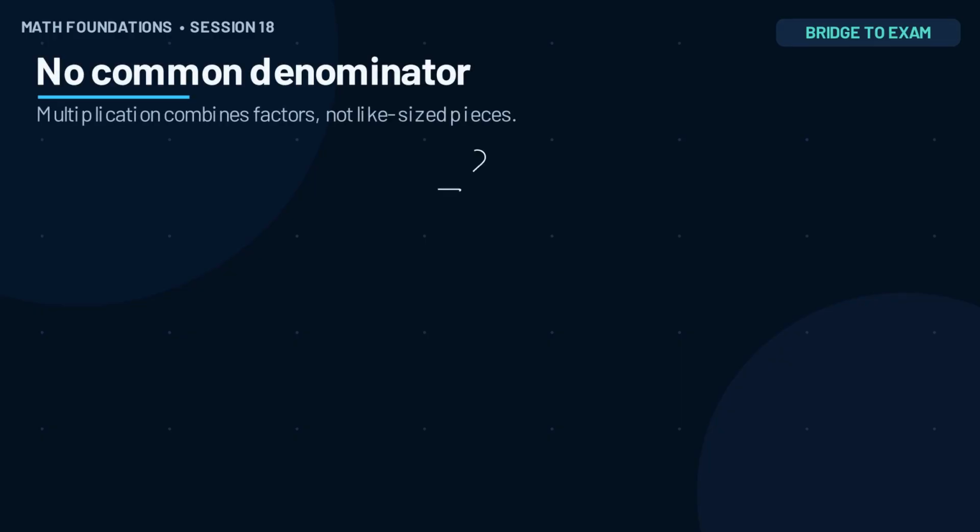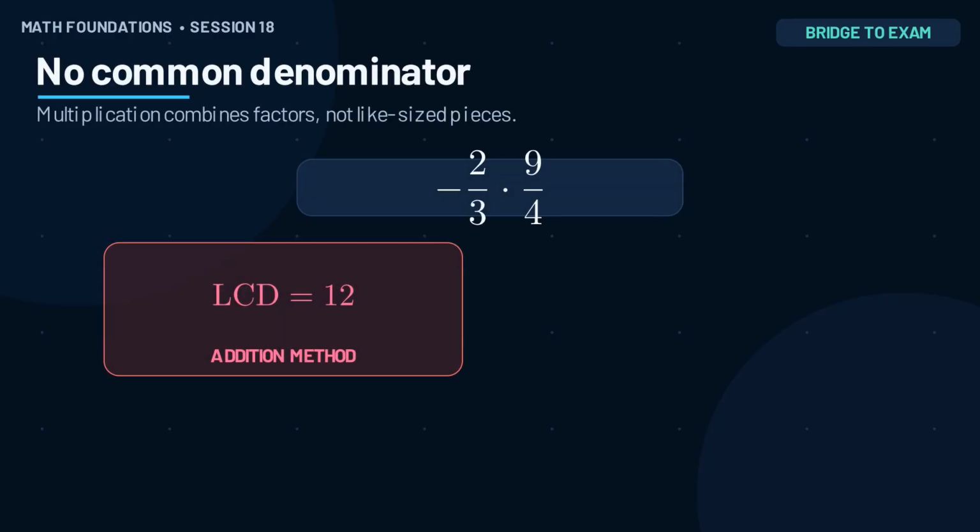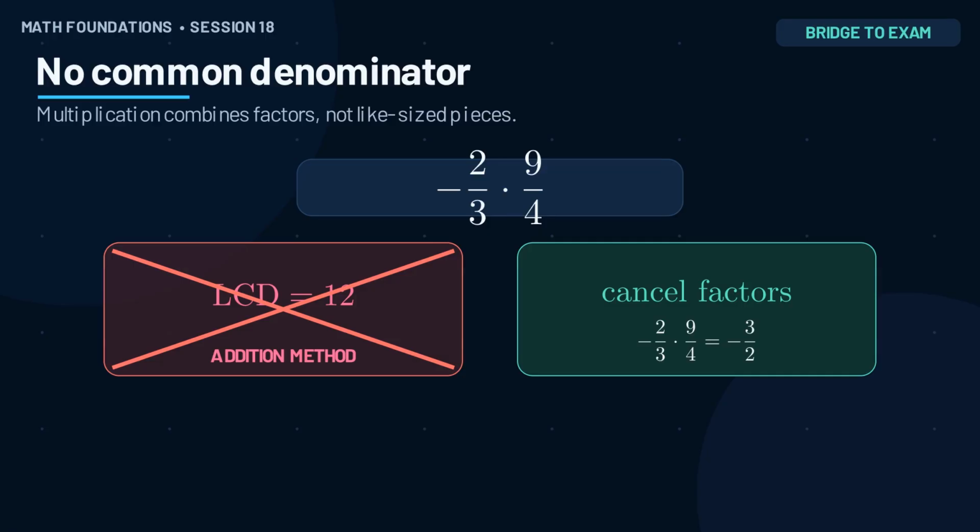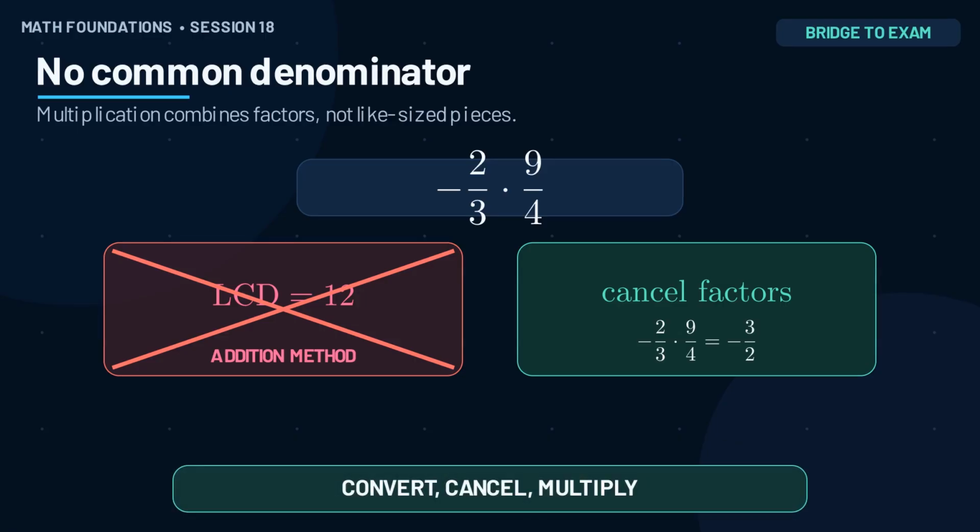A common error is finding a common denominator before multiplying. Multiplication combines factors, so equivalent denominators are unnecessary. Use the correct method: convert any mixed numbers, cancel across numerator and denominator, then multiply. Therefore, cancellation reduces arithmetic without changing the value.